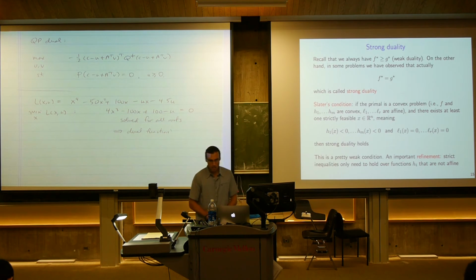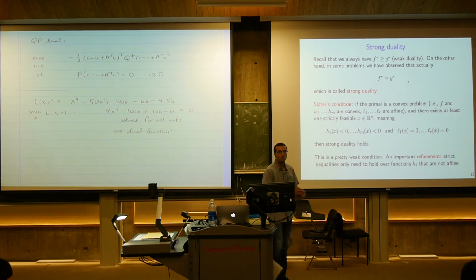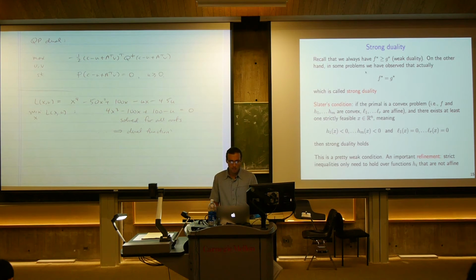Okay, so let's move towards the punchline, which is strong duality. And when does it occur? So we always have this relationship, f star being bigger than or equal to g star. That's true no matter whether our problem is convex or not. On the other hand, in many problems so far, we've actually observed that we have this equality: f star is equal to g star, so the primal and dual optimal values are the same. There's no gap between them. That's called strong duality.